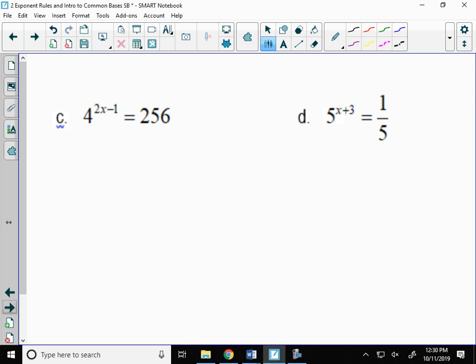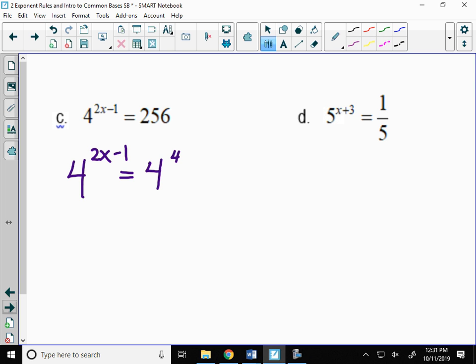So, let's see. First of all, is 4 to any power 256? You might need to know your power chart or your calculator here. Okay, how about your calculator? Is 4 to any power 256? 4 to the 4th? So let's rewrite 256 as 4 to the 4th. This is where knowing your powers is going to be helpful. Because now, both sides of the equation have a base of 4.